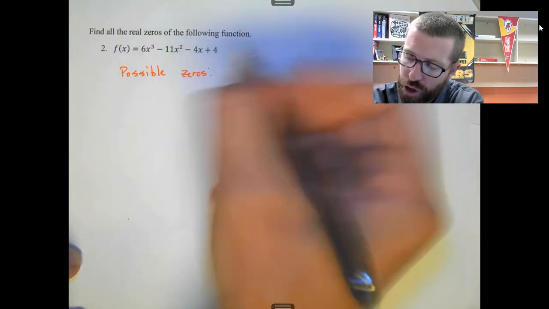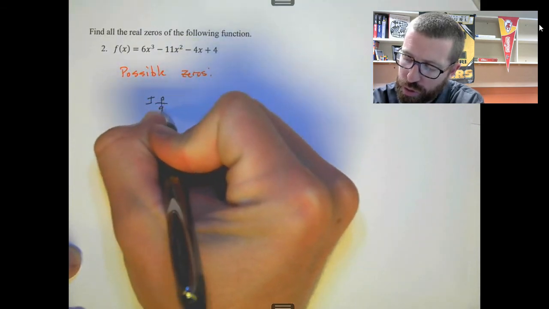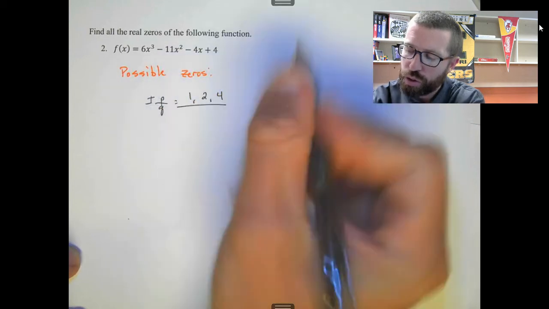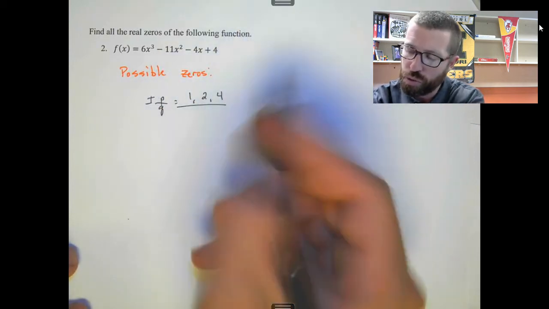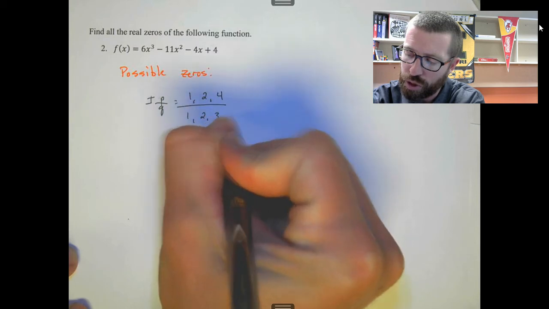So you want the factors of the top, which are 1, 2, and 4. 1 times 4, 2 times 2. And the factors on the bottom, which are 1 times 6, 2 times 3.